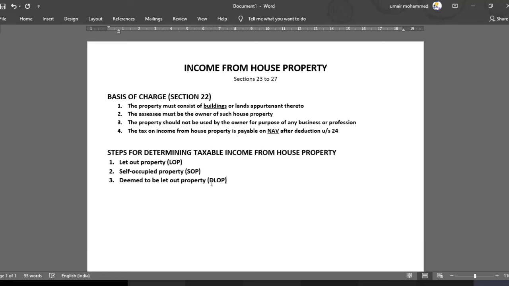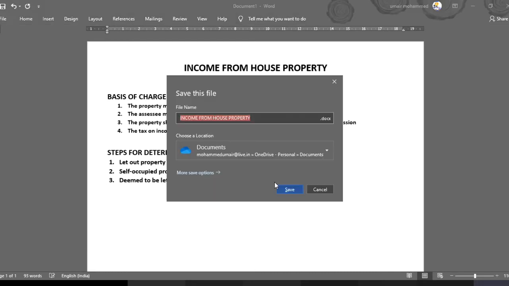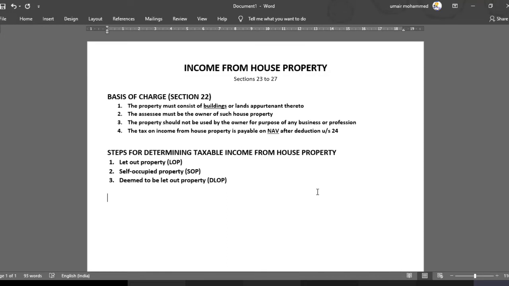What do you mean by deemed to be let out property? The procedure of calculating NAV depends on whether the property is a let out property, self-occupied property, or deemed to be let out property. So there are minor changes in the calculation of NAV. Since we have only limited time left, we can't discuss the NAV procedure, because it will take at least 1 hour for me to explain the computation of NAV. So we will stop here.